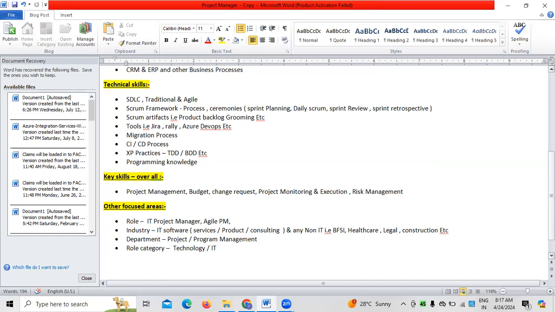I'll make a separate video for project manager roles and also product manager roles, but services industry. At the same time, any non-IT industry, either the BFSI domain or healthcare, legal, construction. So these industries also need them. Next, departments. It can be a project management department or program management, because a project relates only to a particular project. Program management means a couple of projects that come under a program. So this is where program management comes into the picture. Next, role category: technology, IT. So these are the areas to be focused on, right?